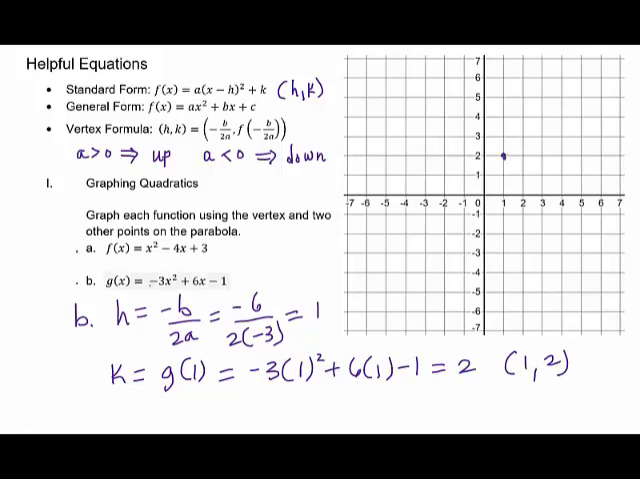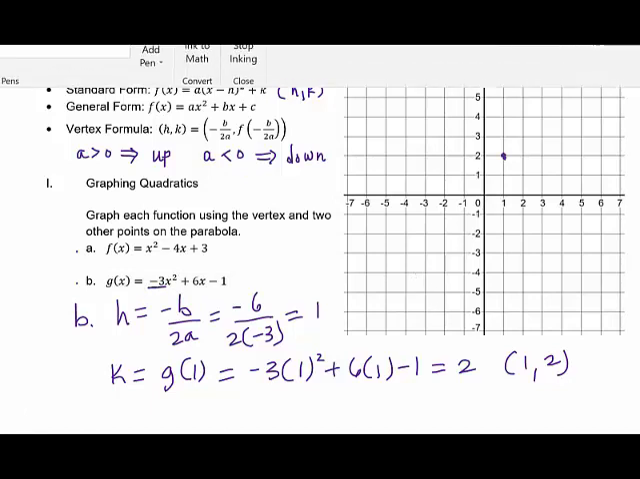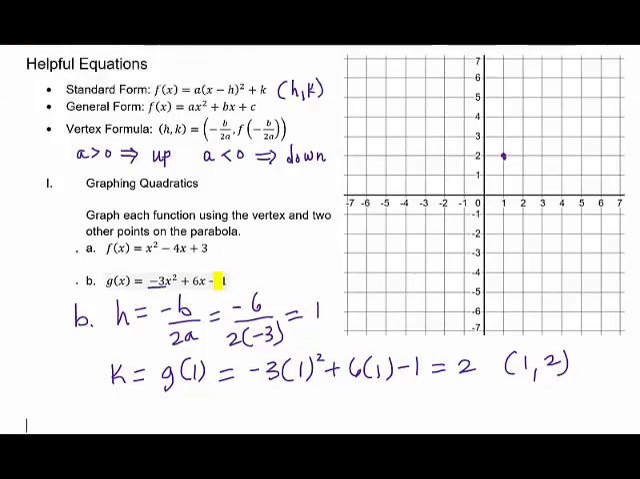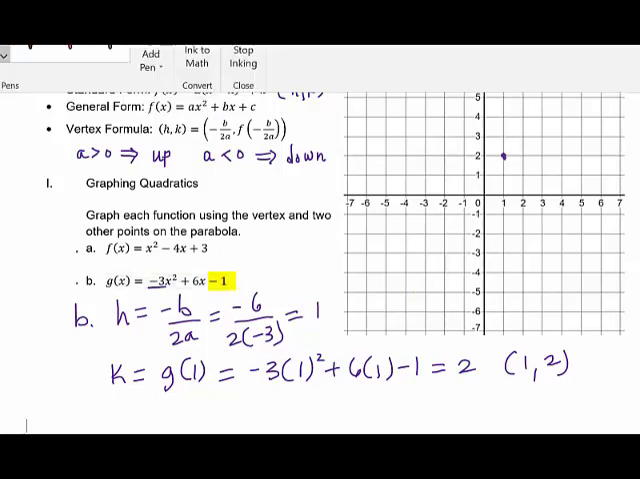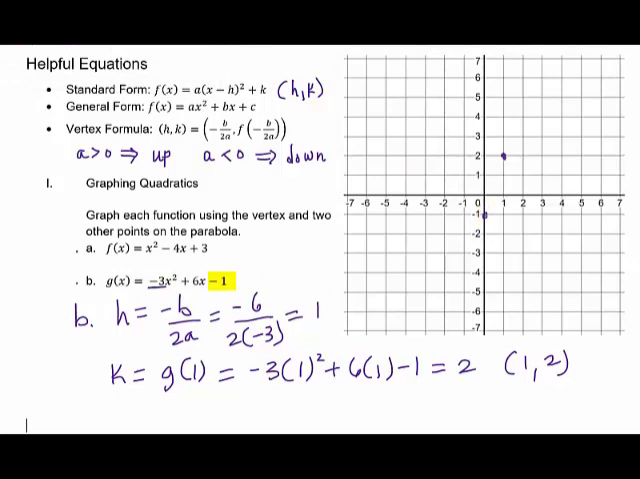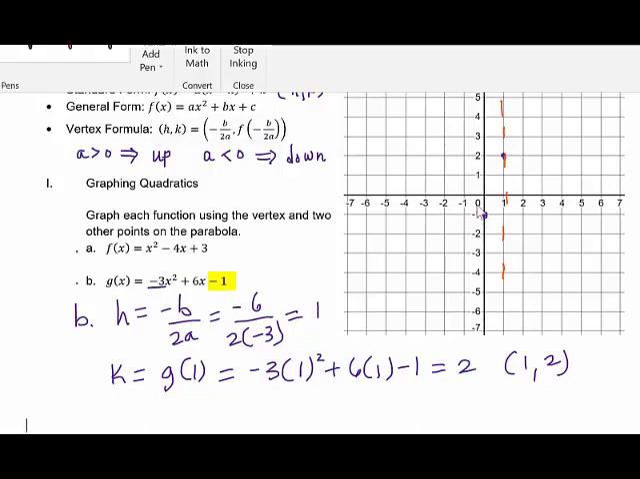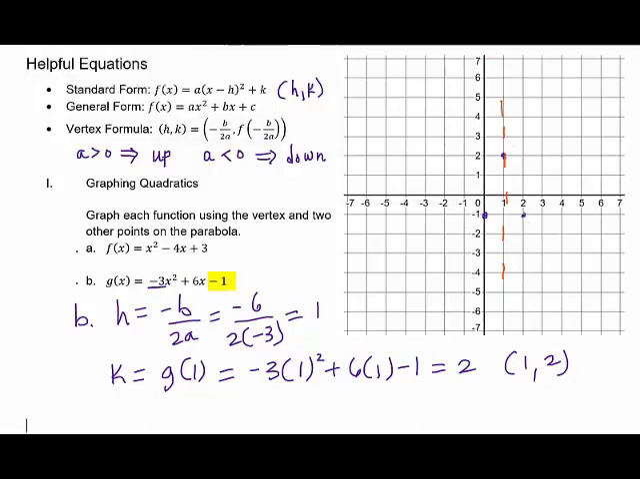Notice this parabola also opens downward because a was negative, a was less than 0. Another important point that's easy to tell from this equation is the y-intercept, and that's at negative 1. Using the axis of symmetry again, we can reflect the y-intercept over this line and get another point on the curve, which is at 2, negative 1. And then lastly, connect to form a curve.